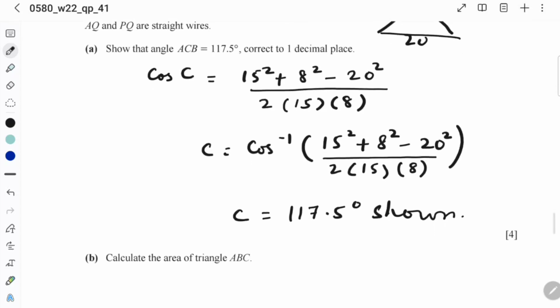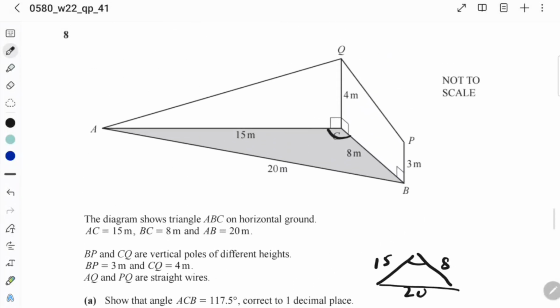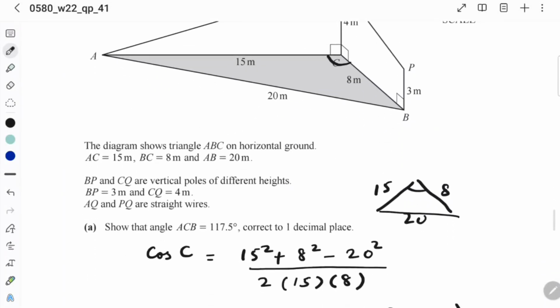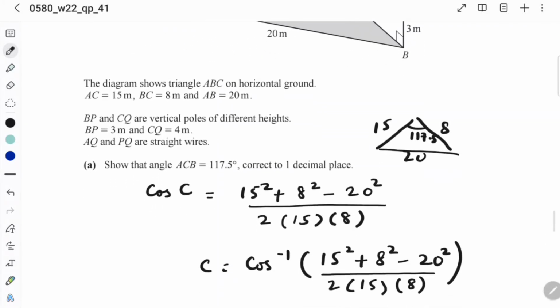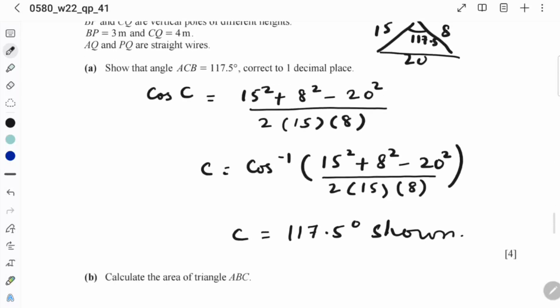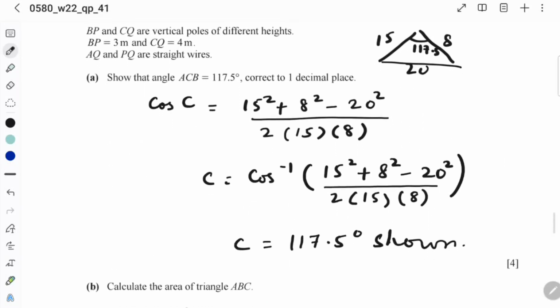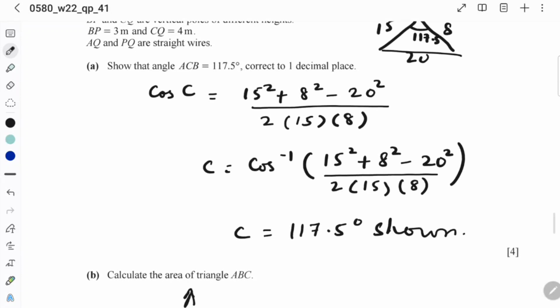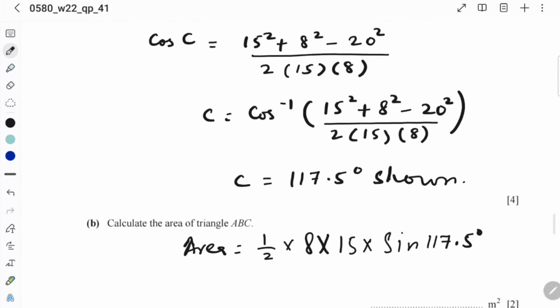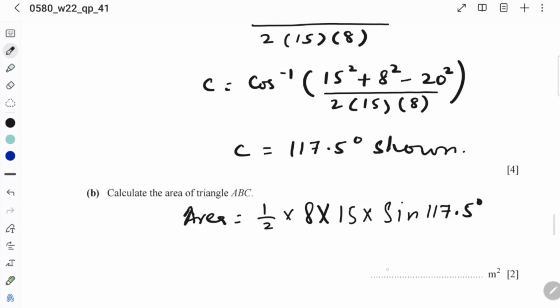Now the next part is to calculate the area of ABC. As we have already calculated angle C, which is 117.5, the area is half AB sine C, half of 8 into 15 into sine 117.5. This is a 2 marks question. So area is equal to half of 8 into 15 into sine of 117.5. Let's calculate. That is equal to 53.2 square meters.